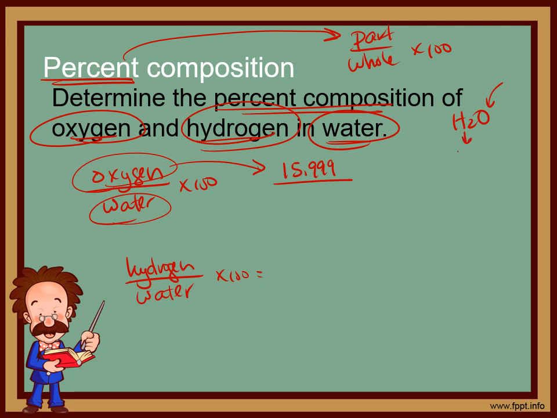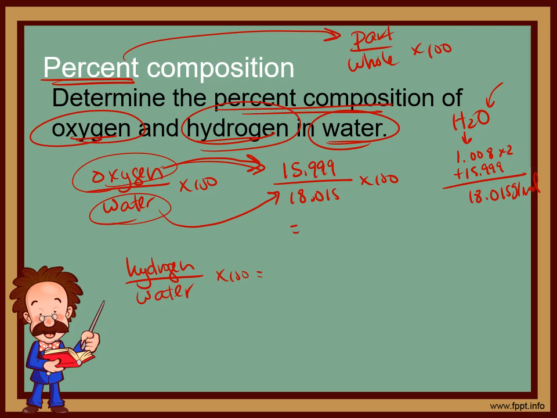So we've got 2 H's, each is a 1.008. I'm going to add to that one oxygen, 15.999. Our grand total is 18.015 grams per mole is the molar mass of water. So oxygen was just that 15.999. The whole water's mass is 18.015. Multiplied by 100 to make it a percent.